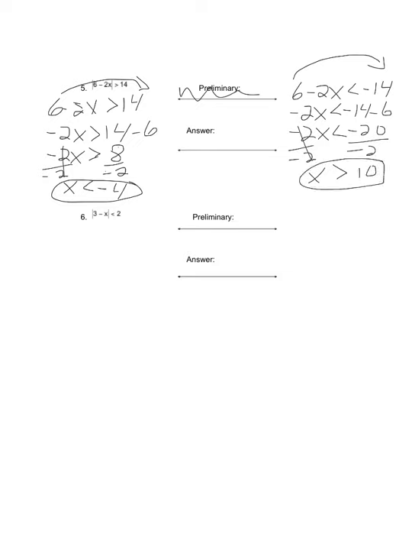Okay, now we're ready to graph it. Negative 4 obviously goes first. Open or closed? Open, because it's not equal to. And it says x is less than negative 4, so I shade to the left. The other one is 10. It is open. X is greater than 10, so I shade to the right. I do not have to put those back together because they are not together. They are split apart.